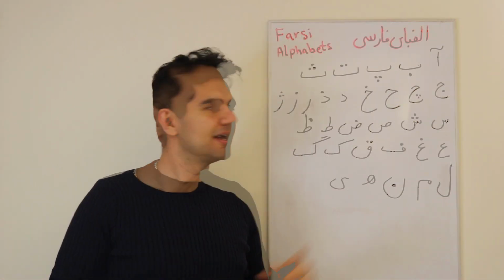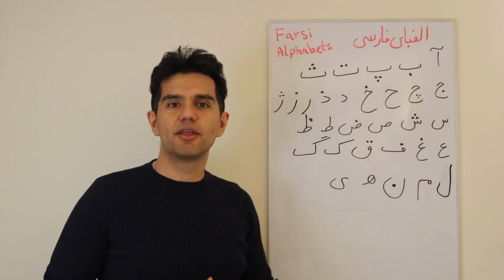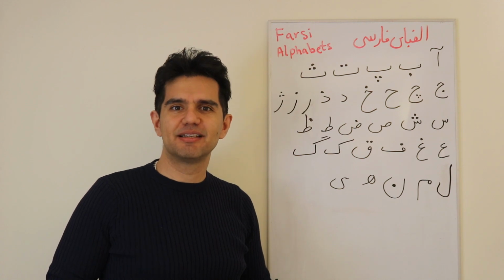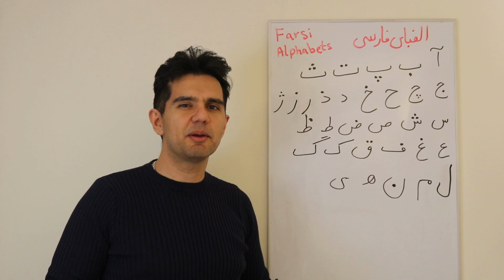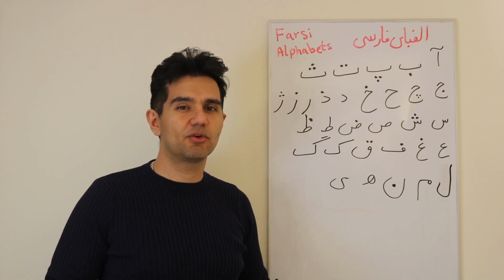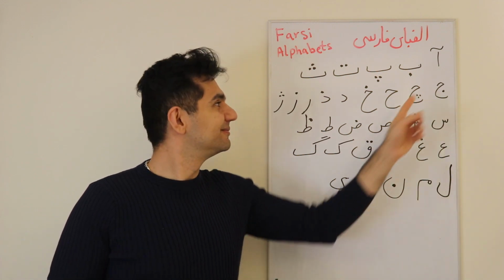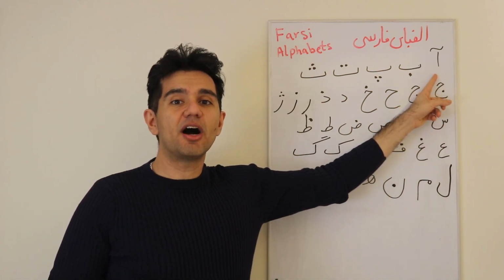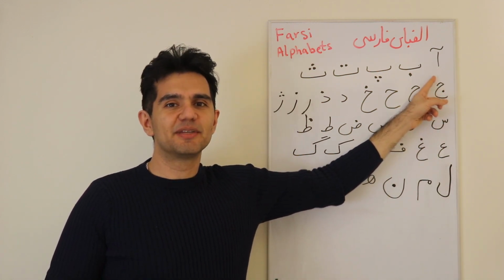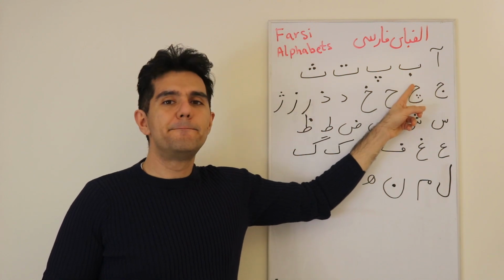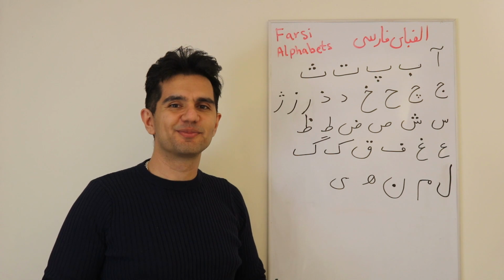Well done. We just gone through 32 alphabets in Farsi. Do you remember what was the letter for A? A. The first one, A. The second one was B. Well done.